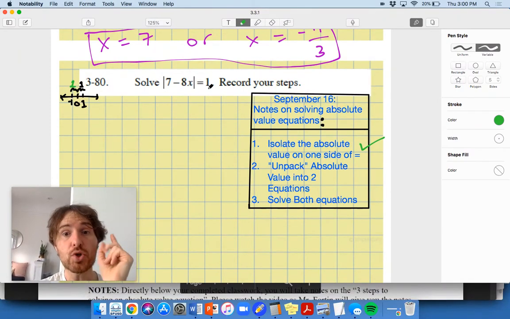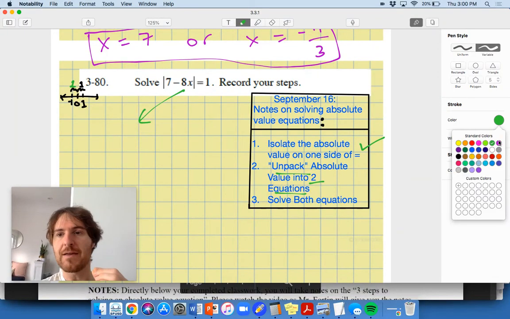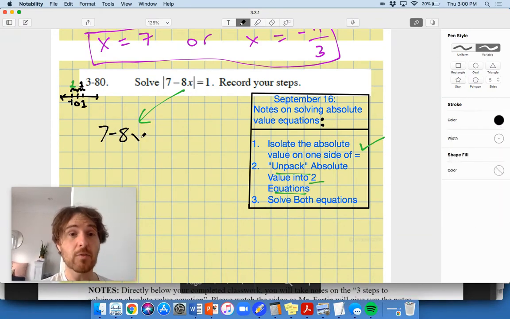Unpack it into 2 equations. Okay, 2 equations. Unpack here. This is what I want you to actually visually remember unpacking. Unpacking means take it out of the absolute value. And if I'm going to take it out of the absolute value, this thing has to have an absolute value of 1. And only 2 numbers have an absolute value of 1.